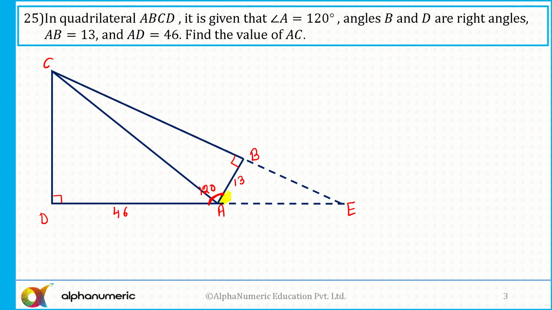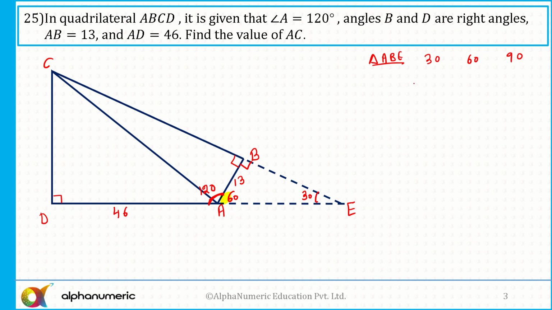So you can write down this is equal to 60 degrees. This angle is 90, so this angle E must be equal to 30. So 30, 60, 90. If I consider the triangle ABE, the angles are 30 degrees, 60 degrees and 90 degrees.